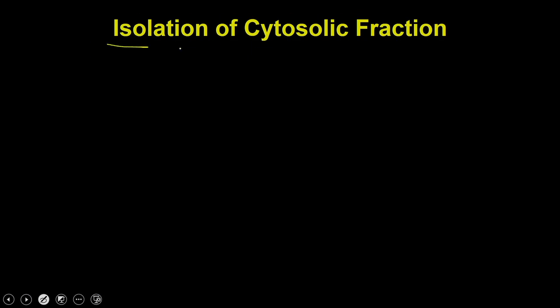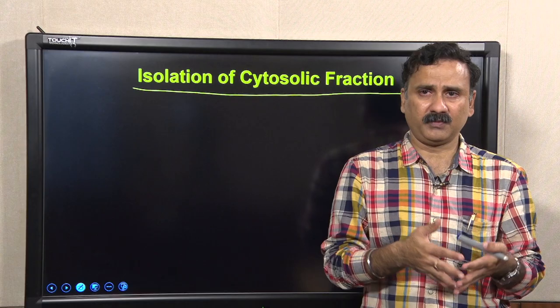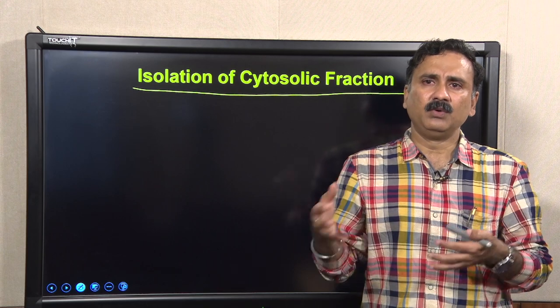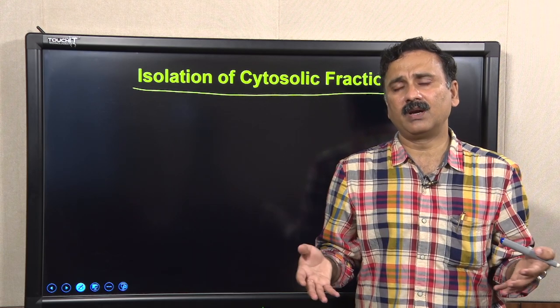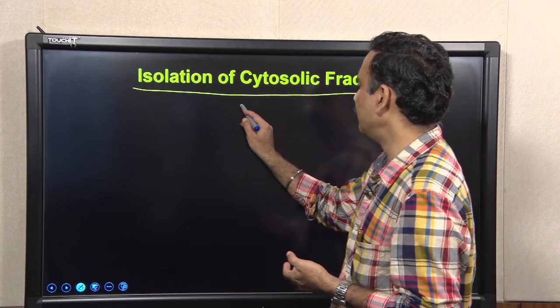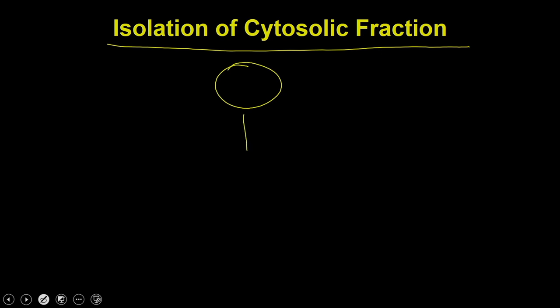Apart from that, you can also isolate the cytosolic fractions. There is no special way of isolating the cytoplasmic fractions. Since the bacterial cell does not contain organelles, the isolation of the cytosolic fraction is very easy, because what you have to do is take the bacterial cells. Then you have multiple options through which you can break the cells. You first break the cells with the help of different types of cell disruption methods.